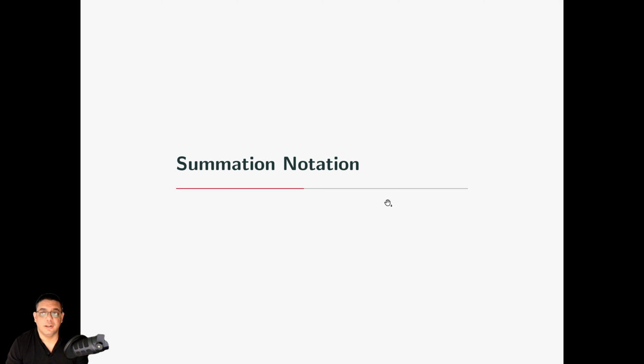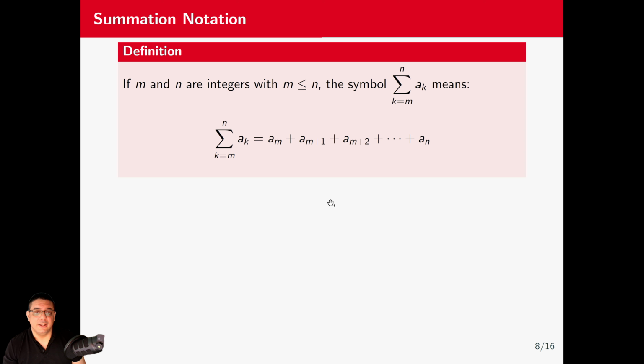Now let's talk about the next step. When we have sequences, we can also have series. And series use something called the summation, or sum notation. So if m and n are integers with m less than n, then the symbol sum from k equals m to n of a_k means that you're going to add the terms of the sequence from the m-th term to the n-th term.